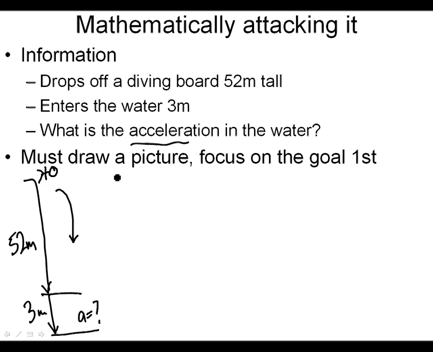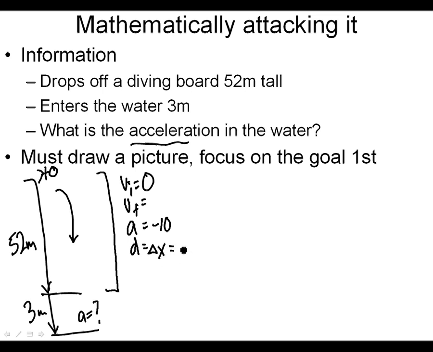So let's break down my information. Up here, I have the initial velocity is 0. The final velocity, I don't know, the acceleration is -10. The displacement, should be writing delta x, but displacement is -52 meters because he dropped. Time, unknown. When he enters the water, though, he also has an initial velocity, and then he has a final velocity. His acceleration, that is our goal. The displacement that he has is -3 meters. He goes in -3 meters.